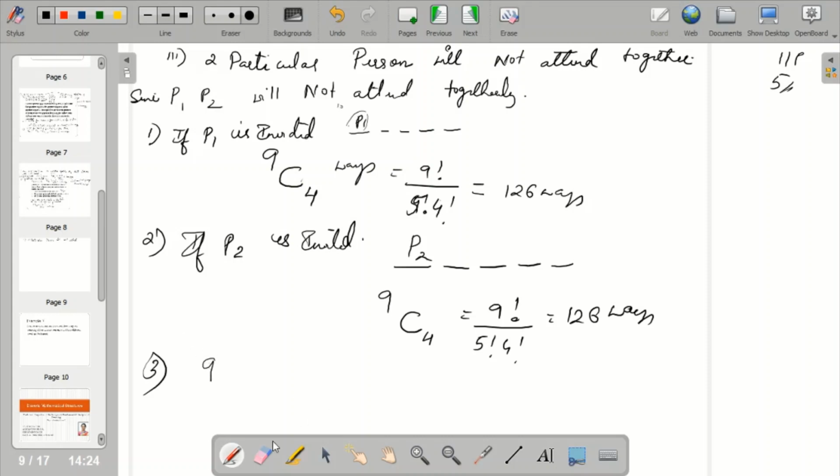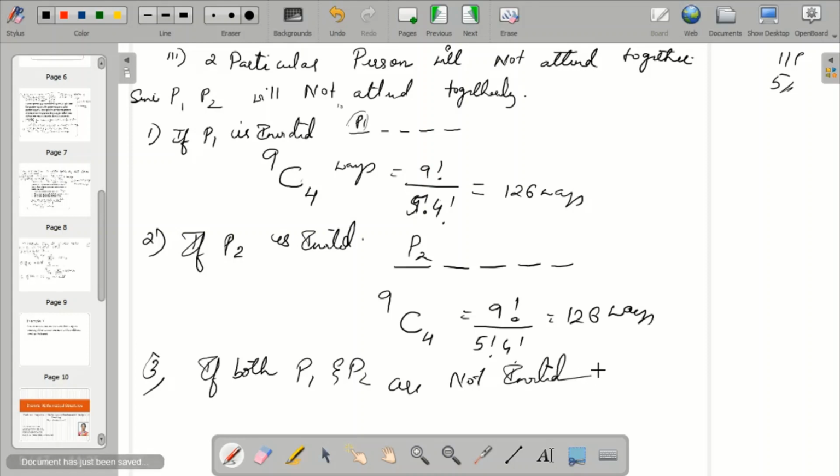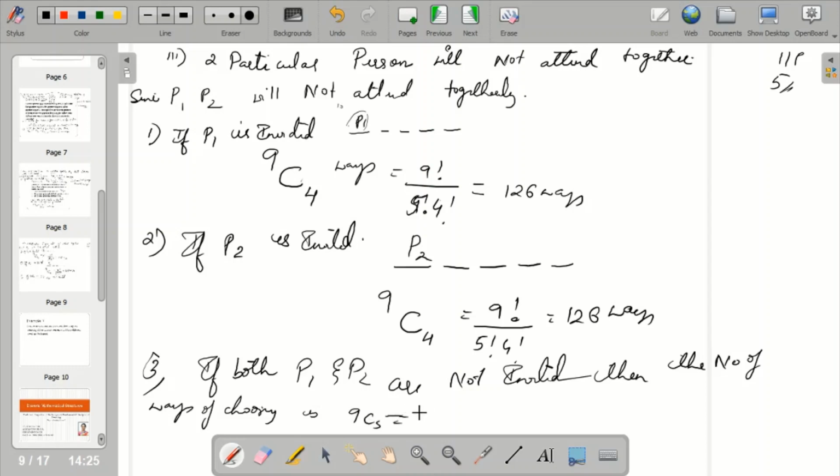Let me write the statement over here. If both P1 and P2 are not invited, then the number of ways of choosing is 9C5. So that is again 9 factorial divided by 9 minus 5 is 4 factorial into 5 factorial. So again it gives 126 ways.